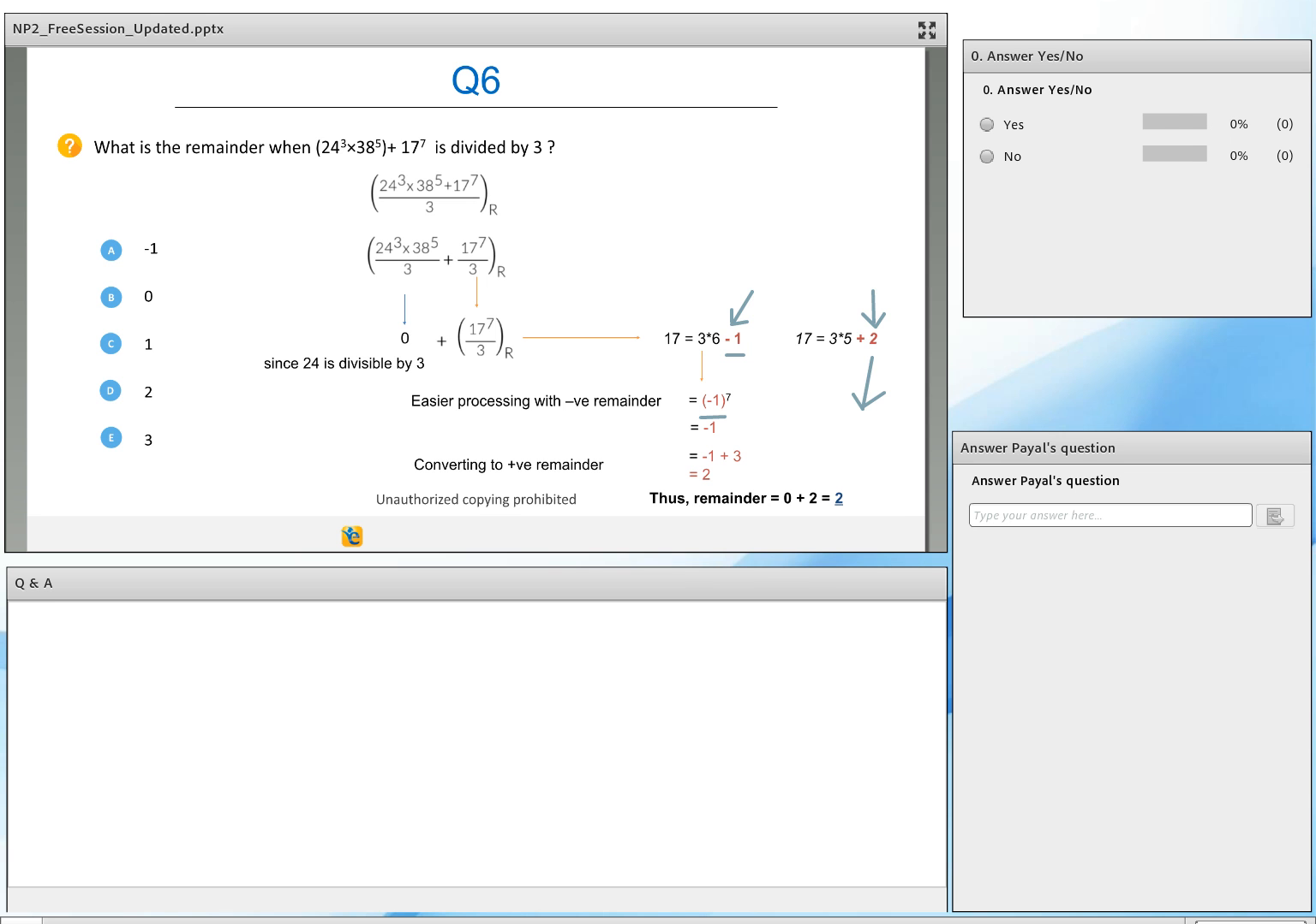Right, so how many of you used 2 as the remainder to calculate the answer? Okay, so then you did actually calculate 2 to the power 7?